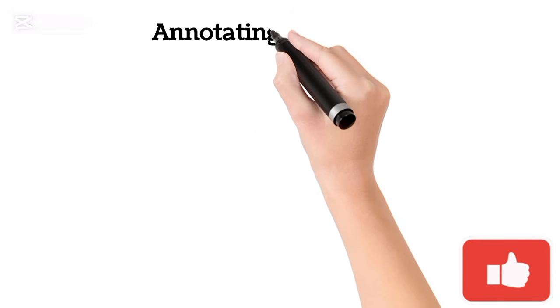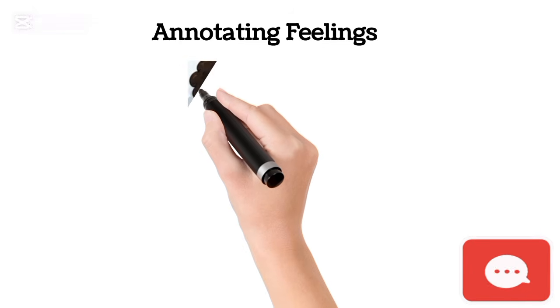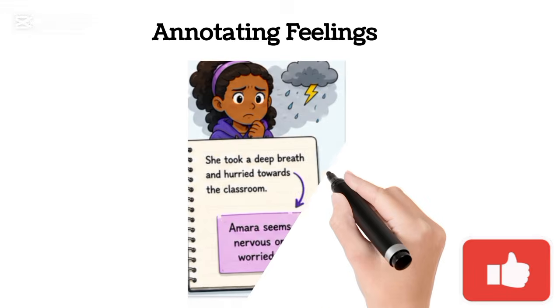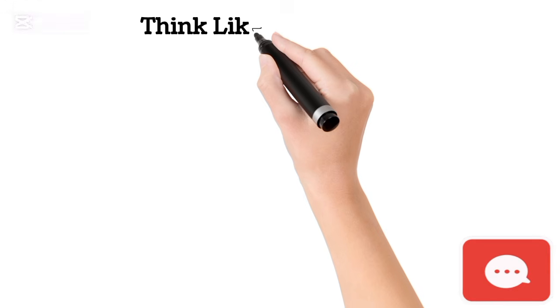Over to annotating feelings. Now, in this part, we're going to identify the character's feelings. Now, in the sentence, she took a deep breath. What may that suggest? Yes, it will suggest a nervous or a worried feeling. So we could write a short note saying Amara seems worried or Amara seems nervous. Now, this note is short, but it shows an understanding of the character's feeling.